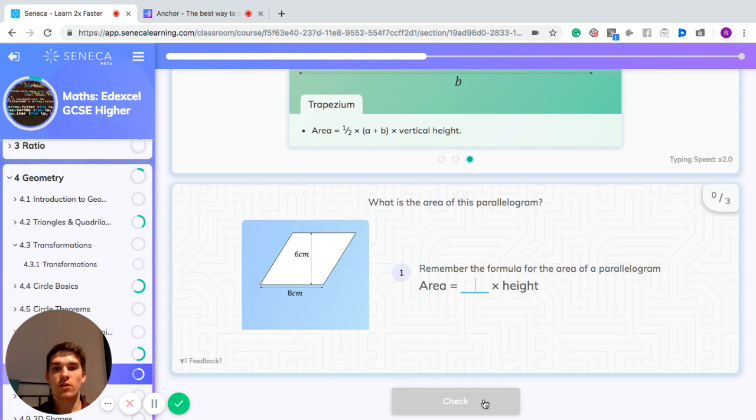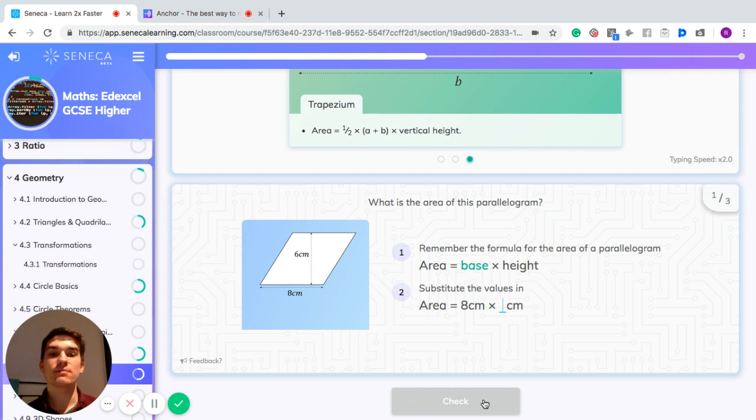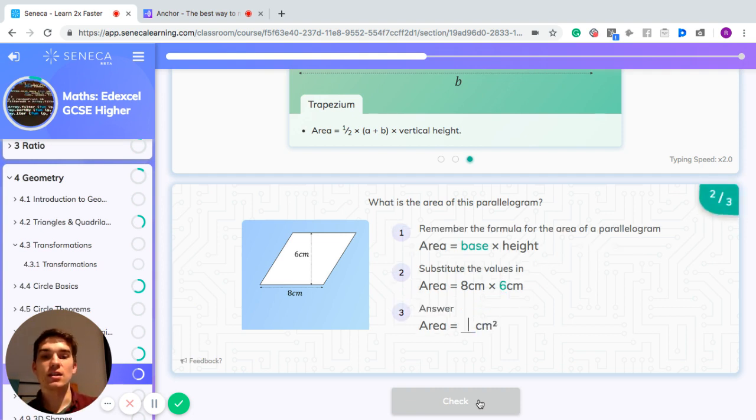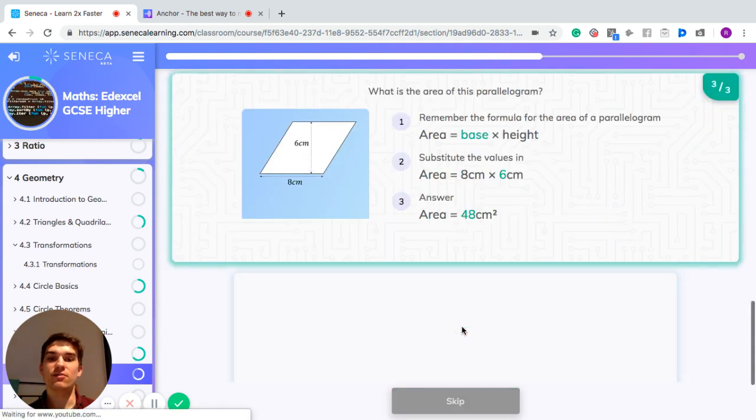So if we've got a parallelogram, for example, with a base of 8 centimeters and a height of 6 centimeters, we know that the area is the base times the height. So if we take 8 centimeters, multiply it by 6 centimeters, we know that the answer is 48 centimeters squared.